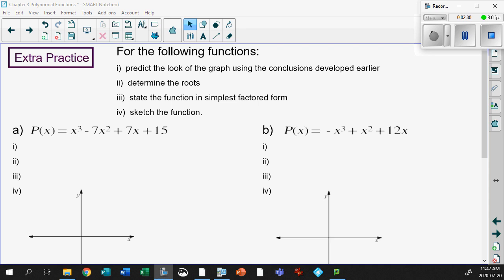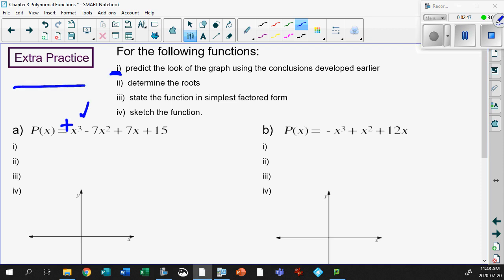Based on what we just learned, let's turn around and take a look at a couple of examples and see if we can apply this without even having to graph it, right? So it says, predict the look of the graph using the conclusions developed earlier. Okay, first thing, leading coefficient is positive. This is odd. So I have an idea. Being that this has 3, I think leading is going to be off to the right here like this. I know that the intercept is going to be at 15, which is going to be way up here. I have a prediction that it's going to do something like that. Okay, obviously it has to have 3 roots because of the degree. It obviously is positive. It's got to be going upwards. I predict it to look like that.